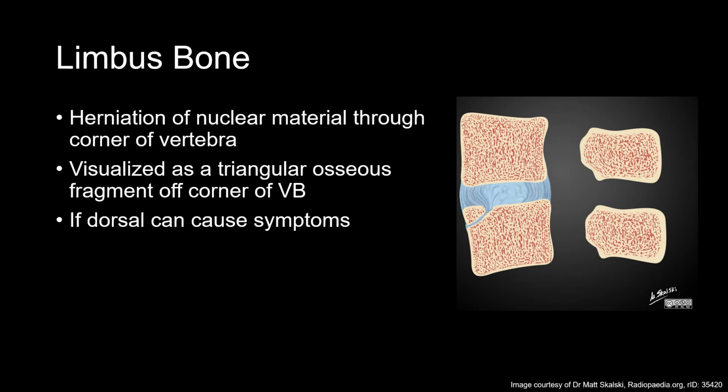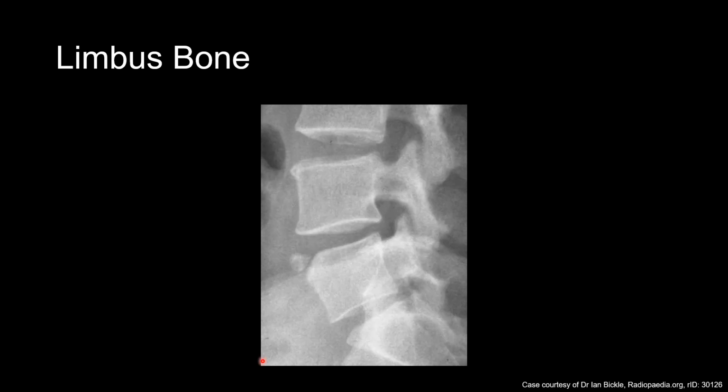A limbus bone is essentially a special type of Schmorl's node. And what happens is you get nuclear material, instead of punching out a divot, it shoots under the ring apophysis of the end plate of the vertebral body and shears off a corner of the bone. So this will usually only happen in skeletally immature individuals, so people who still have open ring apophyses on the end plates of their vertebral bodies. Here's an example of a limbus bone.